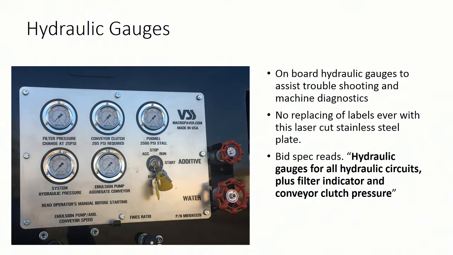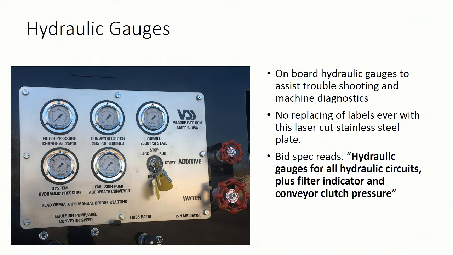One of the other things that was a bid spec item were hydraulic gauges, and these are standard on the machine. The bid spec said hydraulic gauges for all hydraulic circuits, plus a filter indicator and conveyor clutch pressure. We put all those right on the operator station, so you don't have to walk around the machine to see them. They're right there, easy to access. These are high quality gauges, and we have right on that panel what the pressure setting should be, so the operator doesn't have to memorize it, doesn't have to consult an operator's manual.